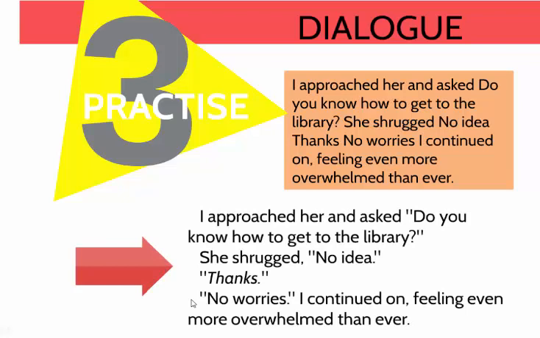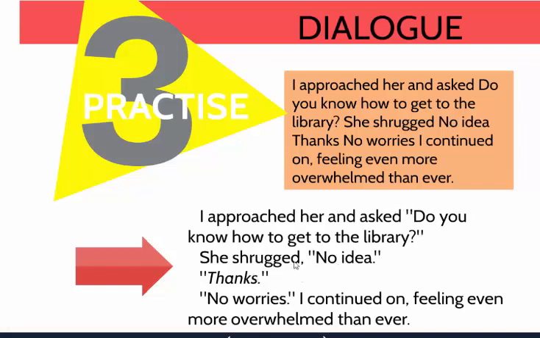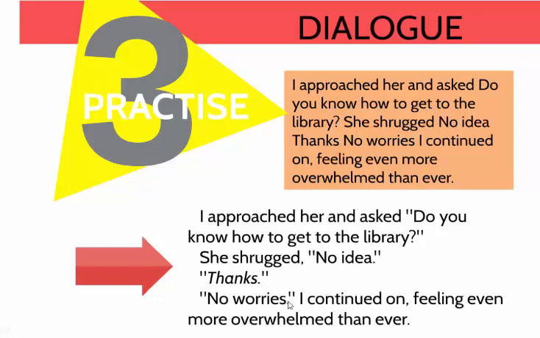And here we go. I approached her and asked. So as soon as you start talking aloud, you put the dialogue marks in. She shrugged. "No idea." Indicating who's speaking here, so I've put this beforehand. Remembering to put the comma there before, full stop inside the dialogue. New line, new speaker. "Thanks." In italics because I wanted it to sound sarcastic. New speaker, new line, "no worries," punctuation inside. I continued on, feeling even more overwhelmed than ever, because that's the end of my sentence. You could use a comma, but that would imply that they're talking and walking at the same time.